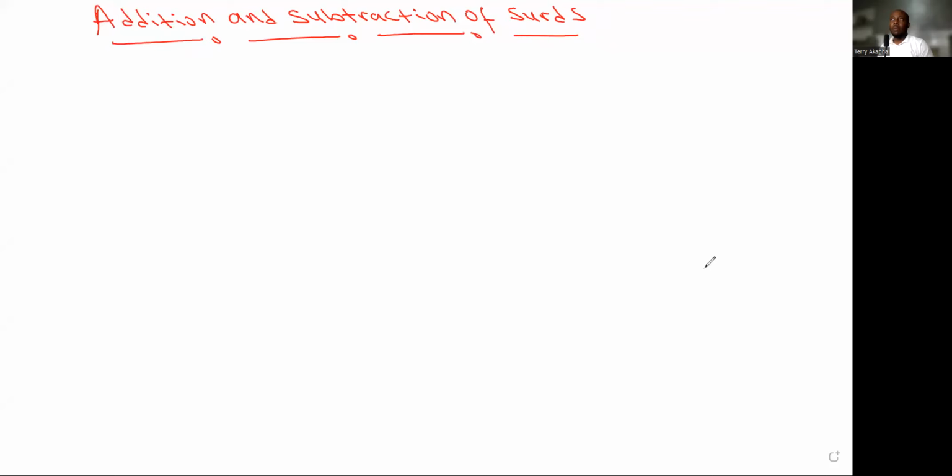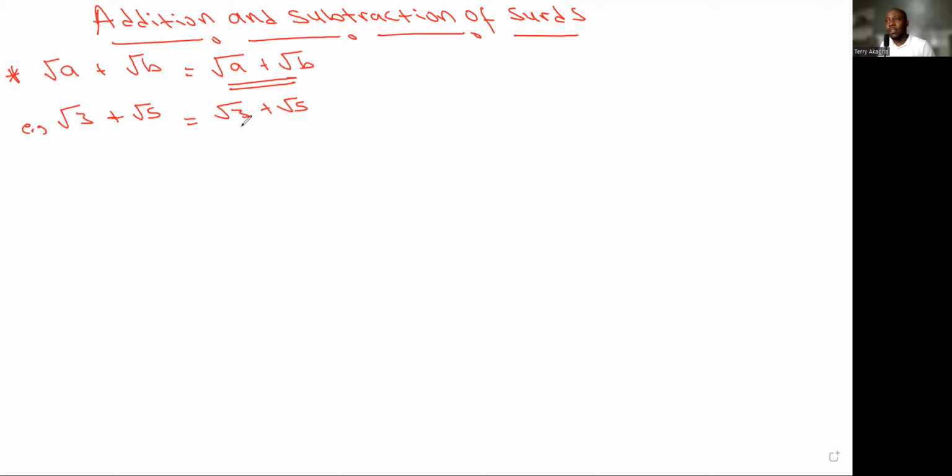Okay, we're going to talk about how to add and subtract surds now. In the previous video, I listed all the rules, but we're going to focus on addition and subtraction of surds. One of the first things I told you is root A plus root B. If they are different surds, nothing changes. You just leave it the same. The answer is going to be root A plus root B. So if you have root 3 plus root 5, the answer is still root 3 plus root 5.